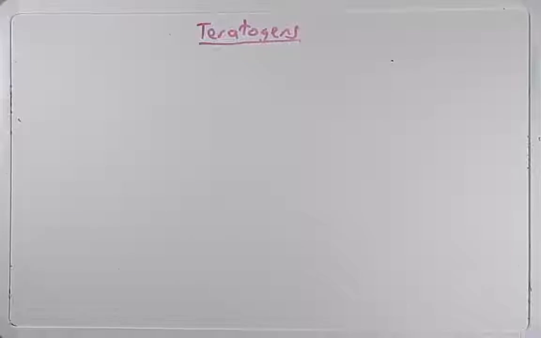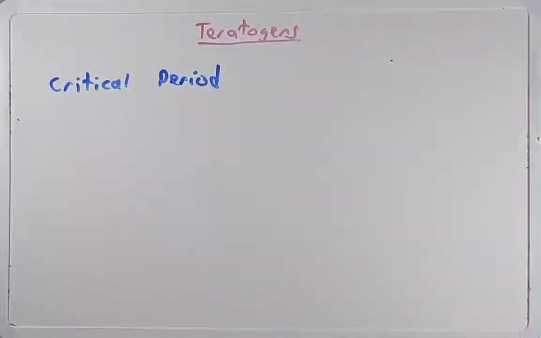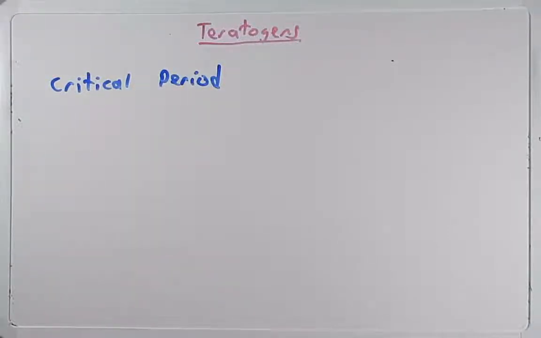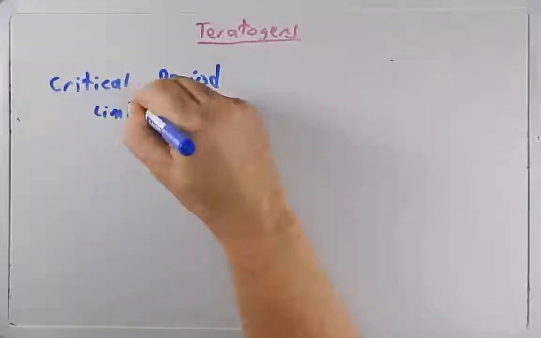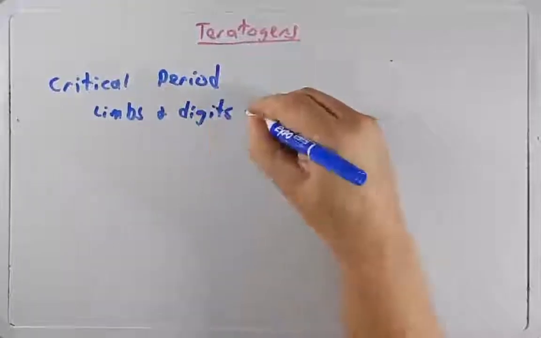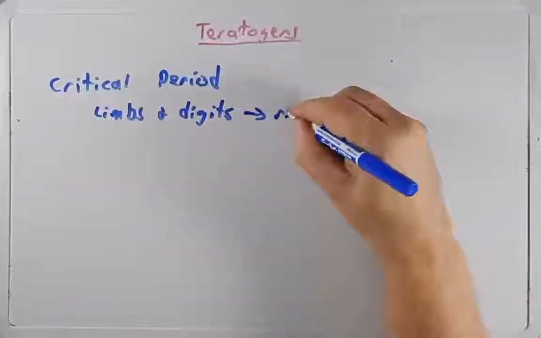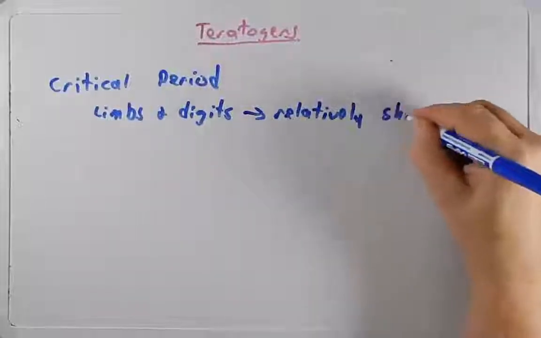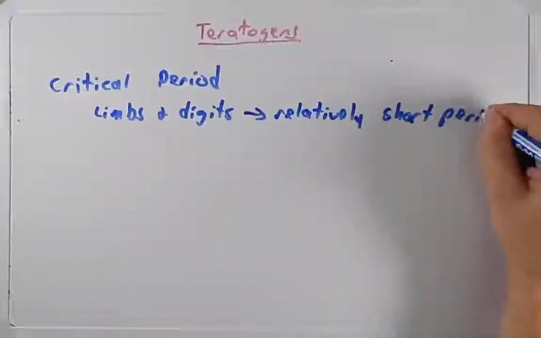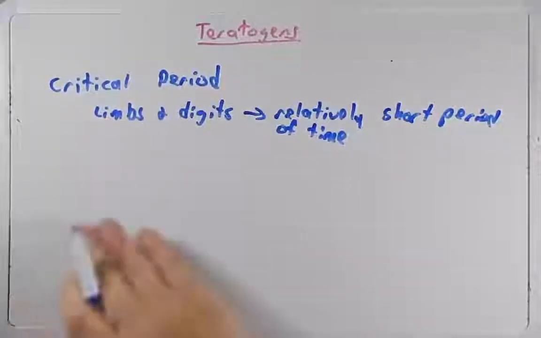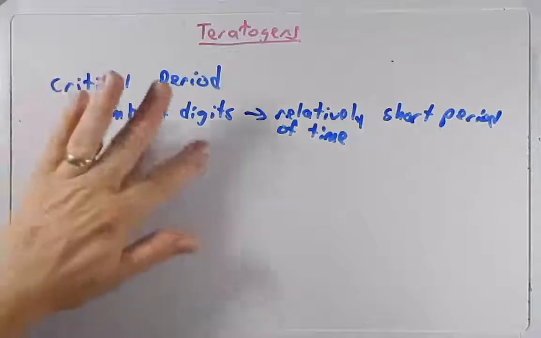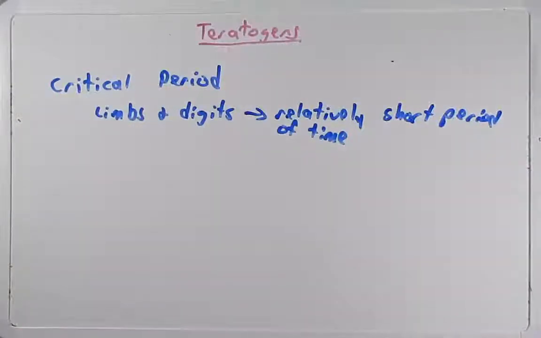The last thing I want to talk about is something called the critical period. And this is the time period that certain structures of a developing embryo or fetus are most sensitive. For instance, when we talked about thalidomide, we know that limbs and digits, there's a relatively short period of time that they can be affected early during embryonic development. After that, drugs that affect limbs and digit development are less of a problem.